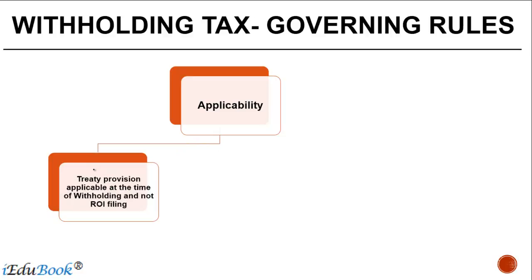So the treaty provision, okay, I told you that a non-resident has a right to opt for the provision of the Act or the treaty, whichever is more beneficial. So the applicability of the treaty provision has to be seen at the time of withholding and not when you are filing your return of income. ROI here stands for return of income, right?